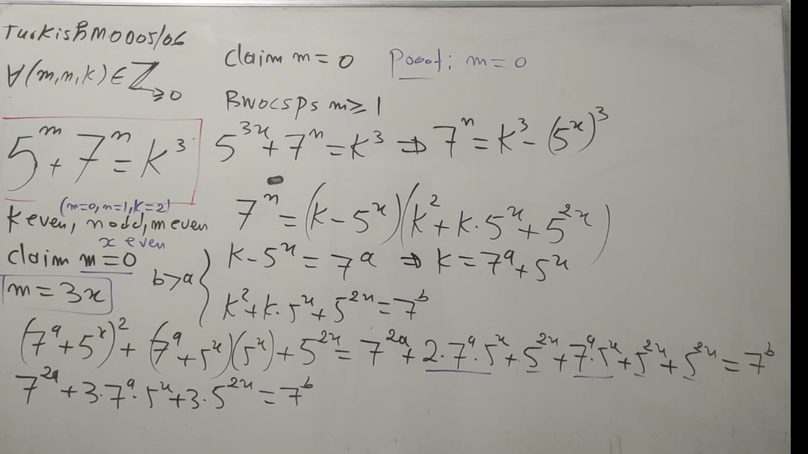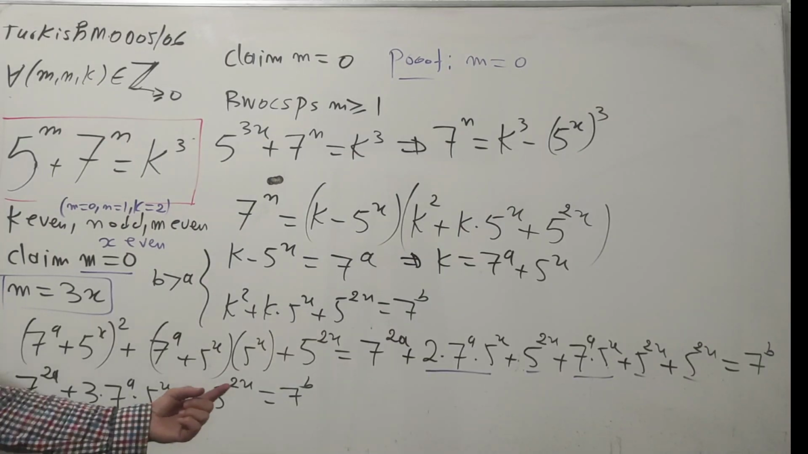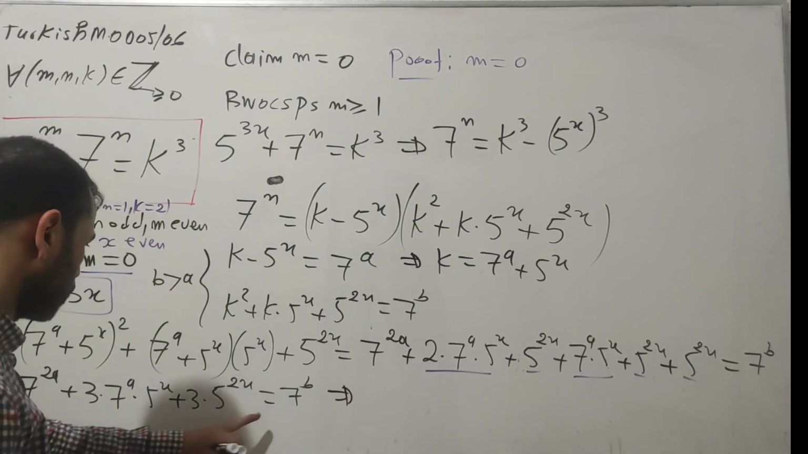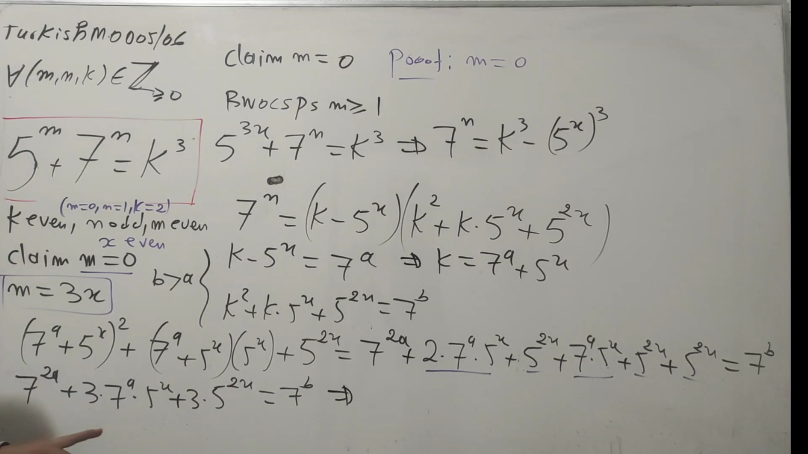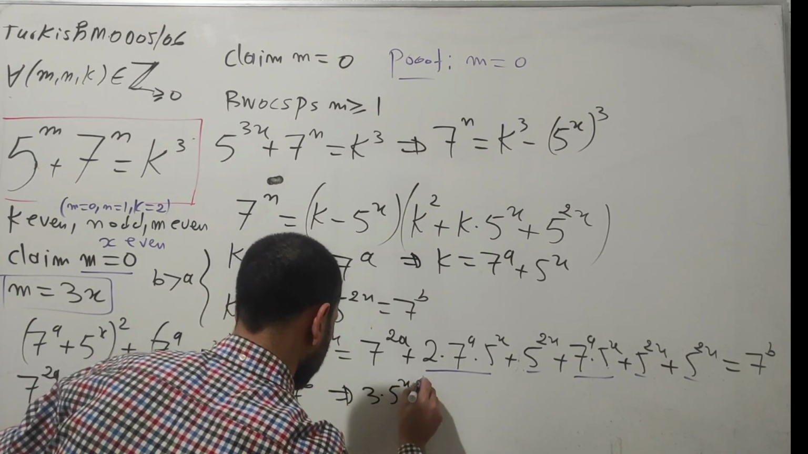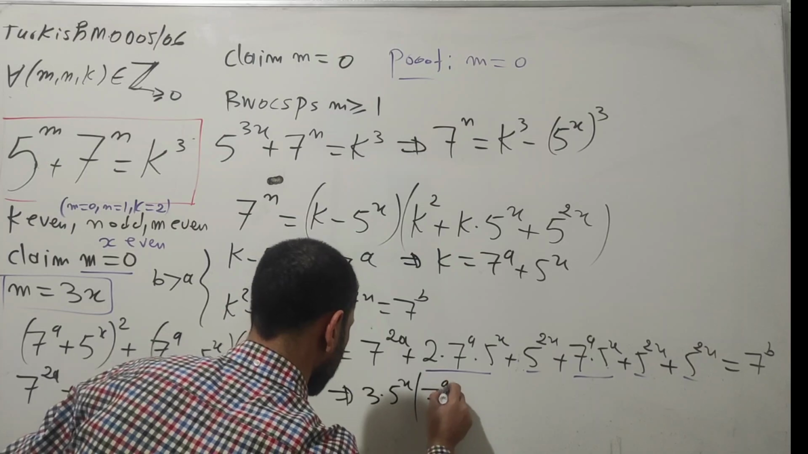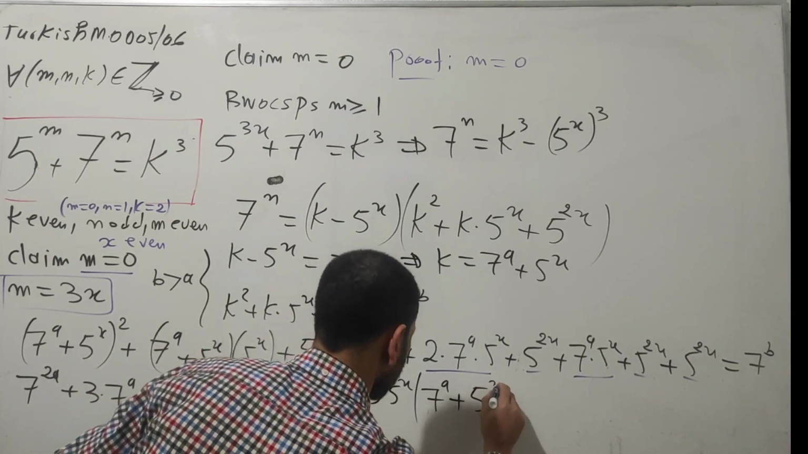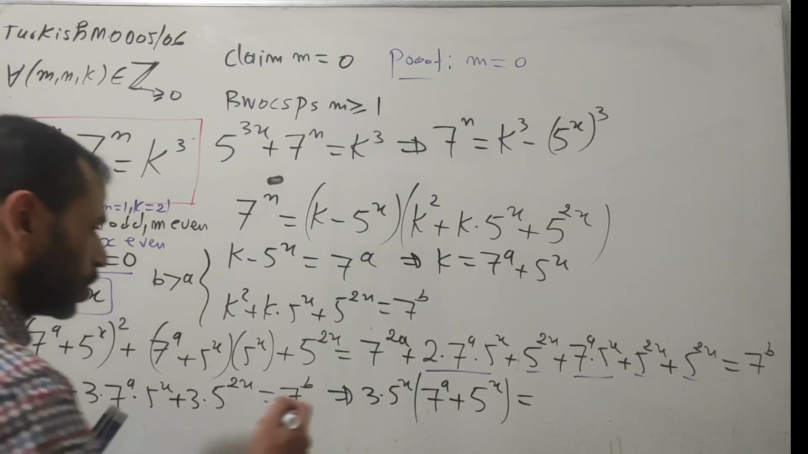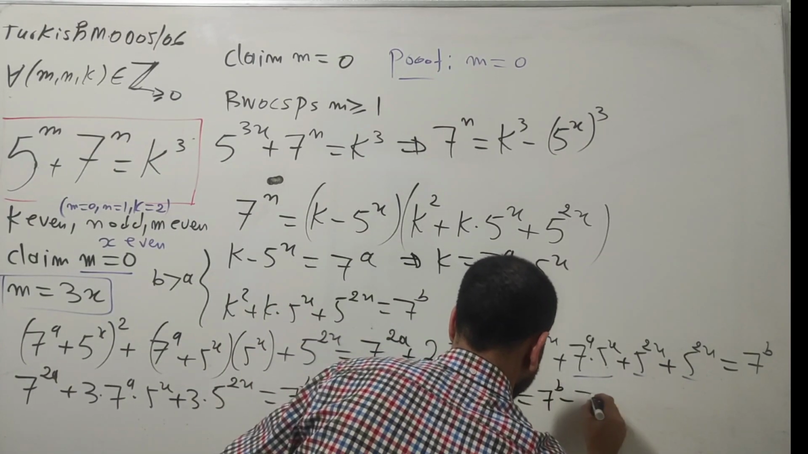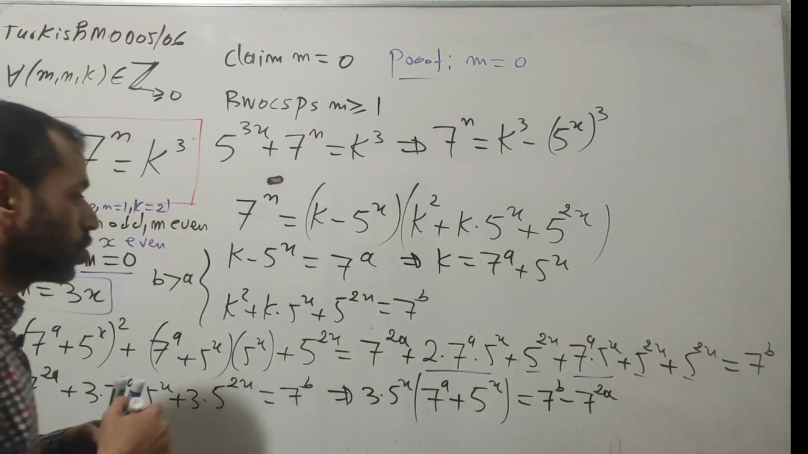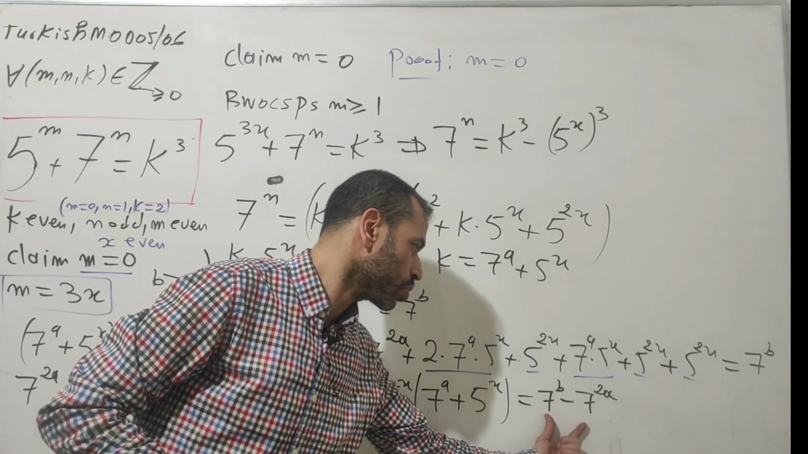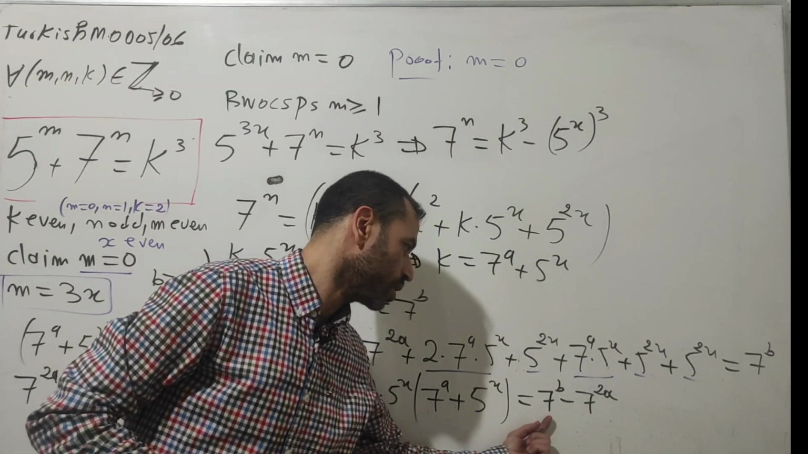So I'm going to move this 7 to the right, and make 7 to the 2a a common factor, multiplied by 5 to the x. This factor was multiplied by 7 to the a. This term was multiplied by 5 to the x. Okay, which equals 7 to the b minus 7 to the 2a. If you check this one, also always 7 to the 2a is still smaller than this one.